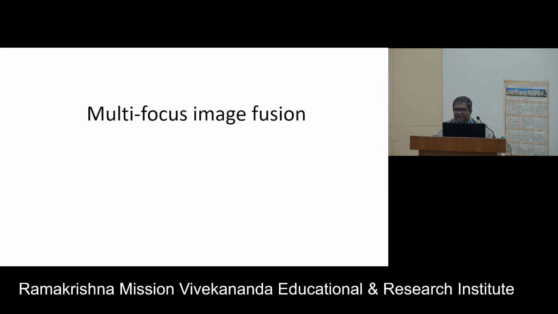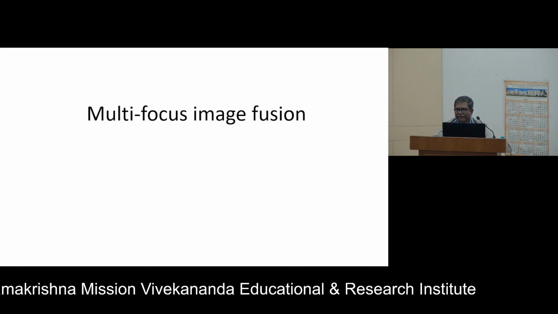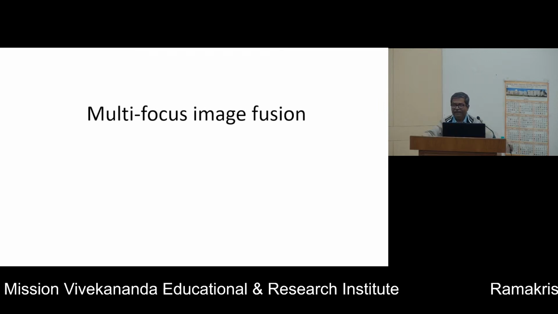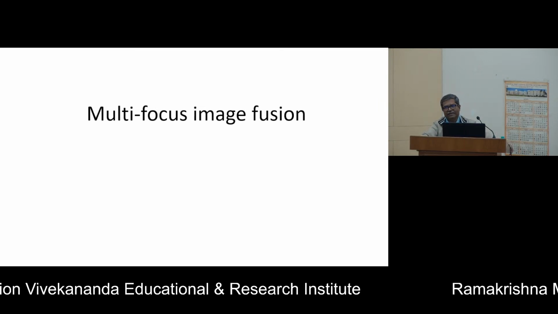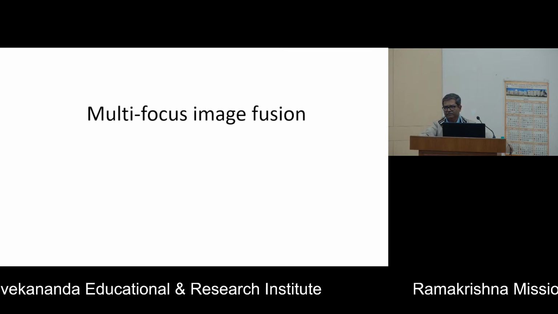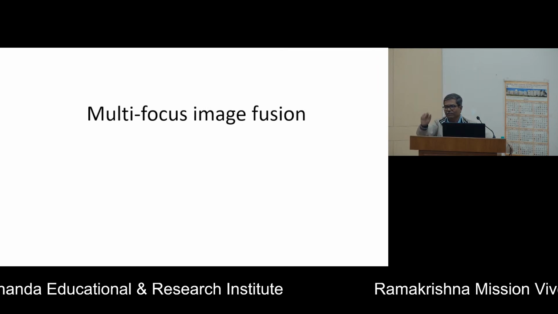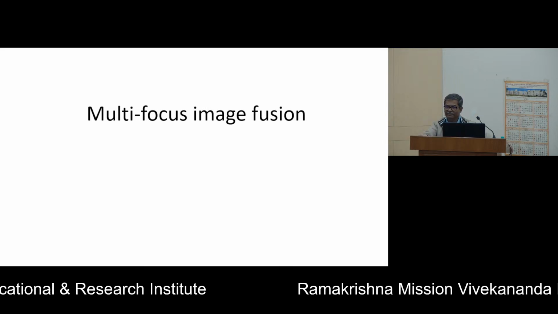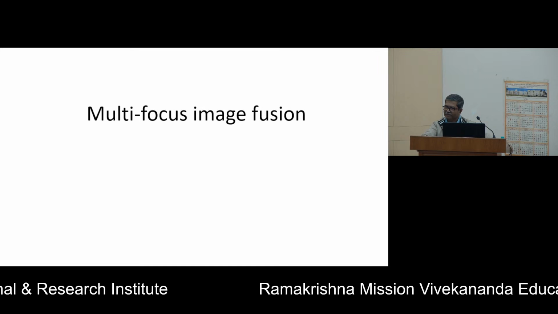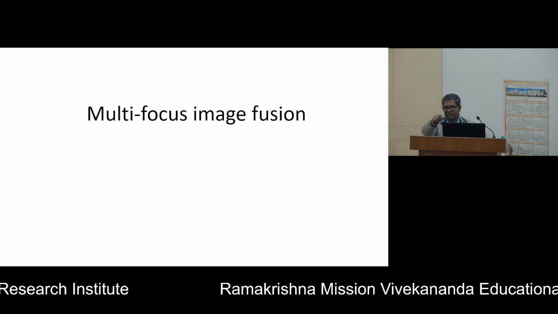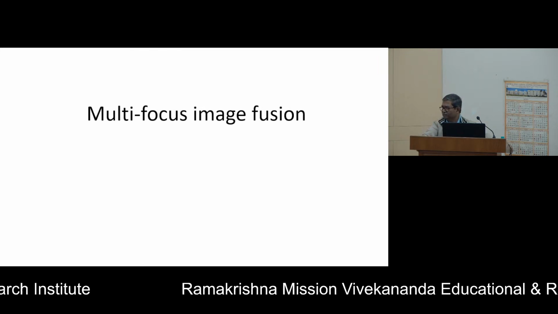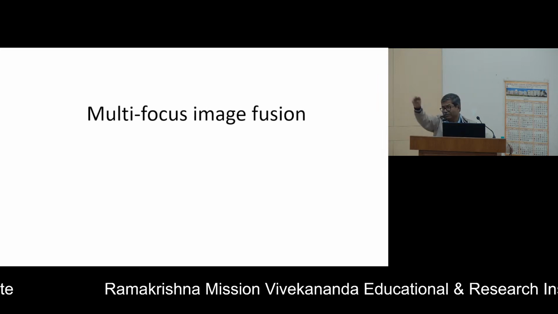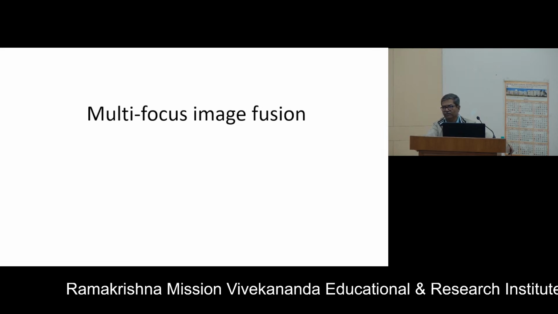Okay, another is multi-focus image fusion. What is the problem? The problem is, in the front of every camera, we have the lens for focusing on the object. And every lens has its own focal length. Based on that, it will focus some objects in front, near to the camera. Then all the objects far behind will be out of focus.